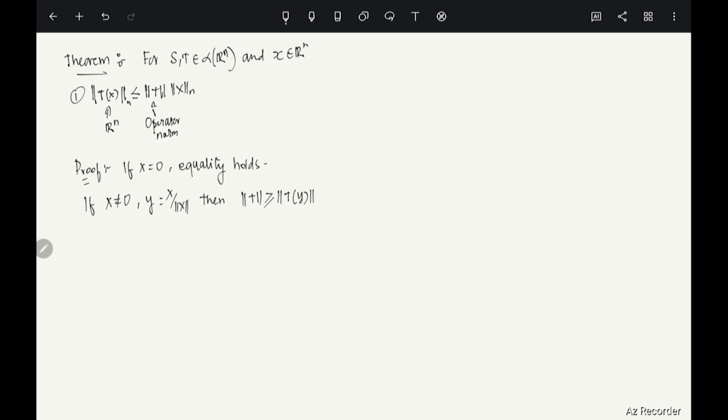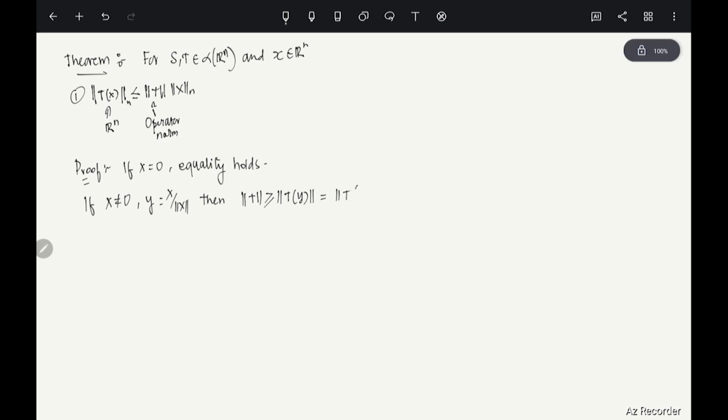The norm of T, the operator norm, is nothing but the maximum of T on the unit circle. Here y equals x by norm x is on the unit circle, so the norm of y is 1. Since the operator norm is the maximum of the norm of T of x over norm x less than or equal to 1, this is the definition, it always dominates the norm of T of y, clear?